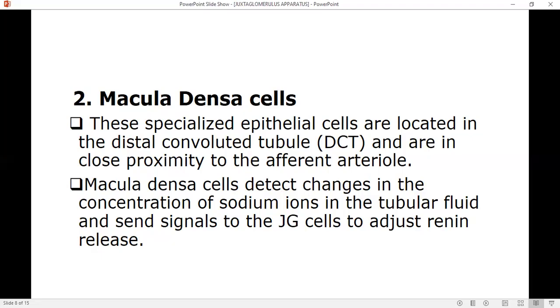So the macula densa cells, as I said, just detect the change in sodium in the tubular fluid and send a signal to the juxtaglomerular cells. I said juxtaglomerular cells produce and store renin. So all these cells want is to send the information to the juxtaglomerular cells: right now, you can release renin so that the blood pressure can be regulated. Are we together?